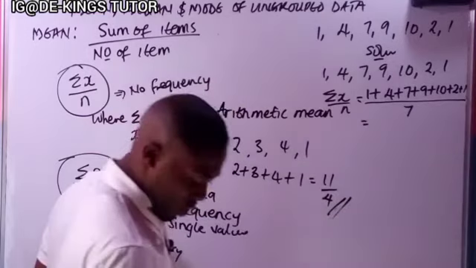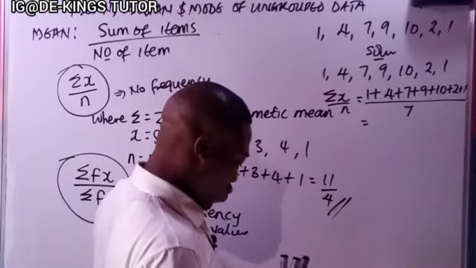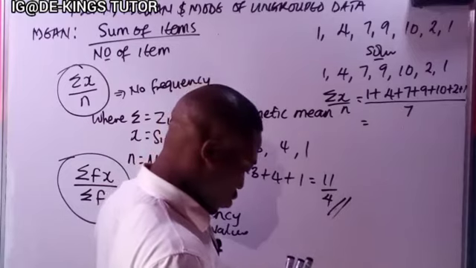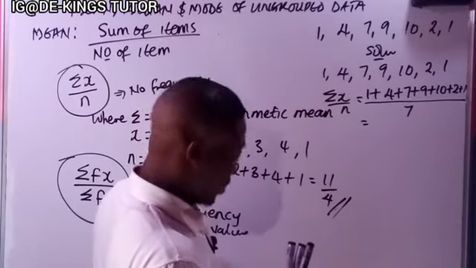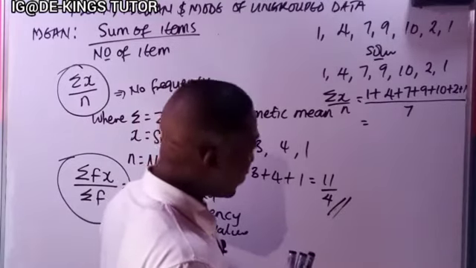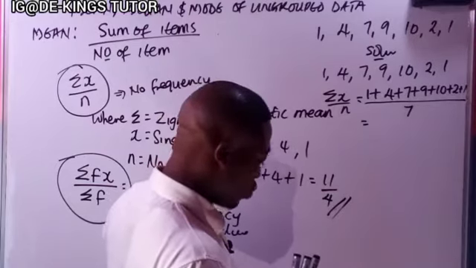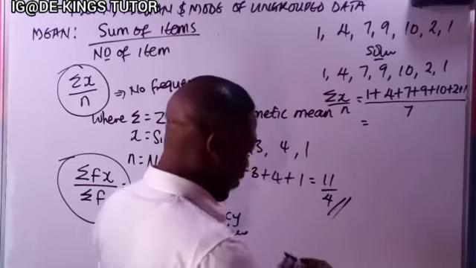If we add up, 1 plus 4 plus 7 plus 9 plus 10 plus 2 plus 1 will give us 34.